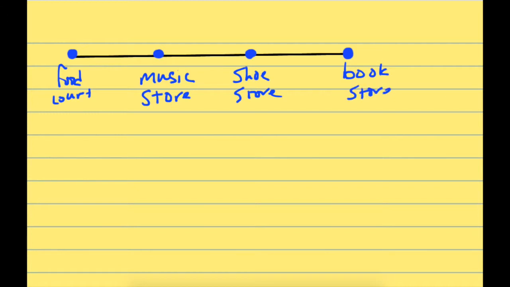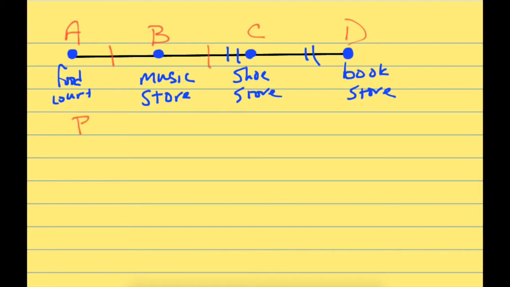Now, let's label what else we know. Since the music store is halfway between the food court and the shoe store, we know that these two segments are congruent. And since we know that the shoe store is halfway between the music store and the bookstore, we know that these two segments are congruent. So just to make things a little easier in our proof, let's change these labels to letters so we don't have to keep writing food court, music store, and so on.